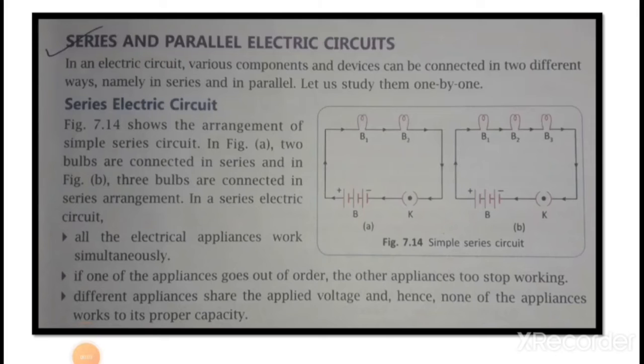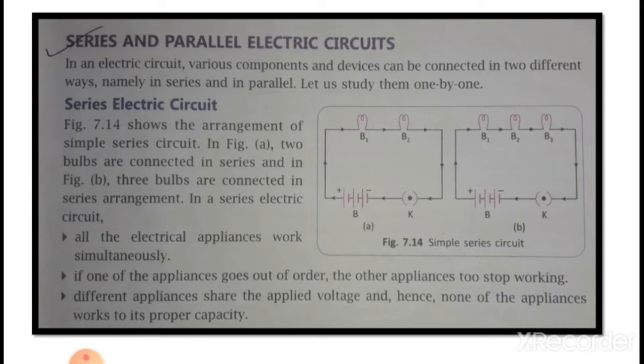Hi, hello, welcome back. Our next topic is series and parallel electric circuits. So let us get started. In an electric circuit, various components and devices can be connected in two different ways, namely in series and in parallel. So let us study them one by one. First one is the series electric circuit.